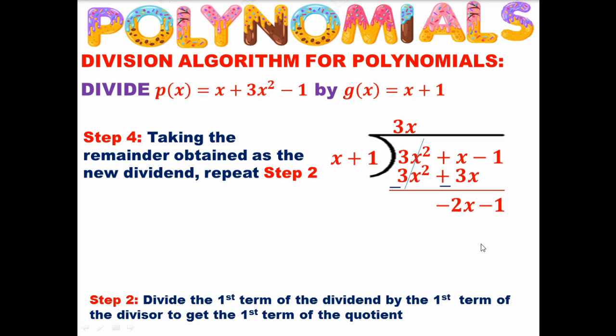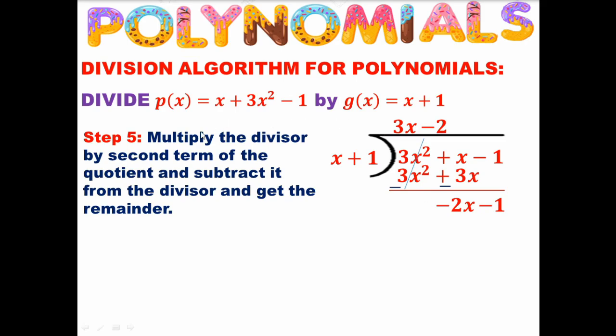What is step 2? We have to take the first term of the dividend and the first term of the divisor. The divisor here is x plus 1, so the first term of the divisor is x. And then we have to divide them both. So I cancel x and get the value to be minus 2. Now this is the second term of the quotient. So I have taken the remainder as the new dividend and repeated step 2: take the first term of dividend, first term of divisor, divide them. That is the next term of the quotient.